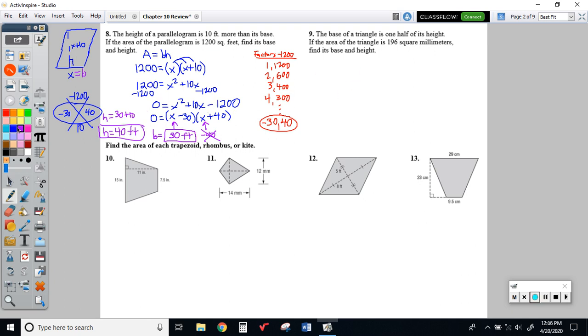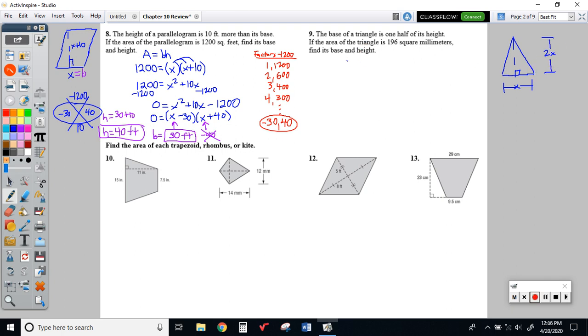Number 9 then, we've got the base of a triangle is 1/2 its height. So the base of a triangle, 1/2 its height. So we have another triangle that is not drawn perfectly to scale by any means, but the height is longer than the base. So if I called this x from there to there, then I would be calling the height of that 2x. It's twice as long.